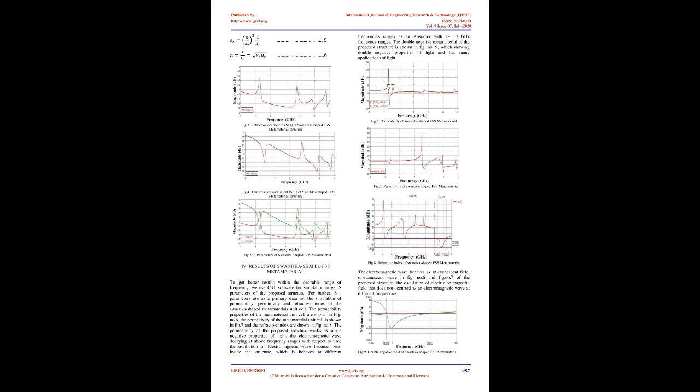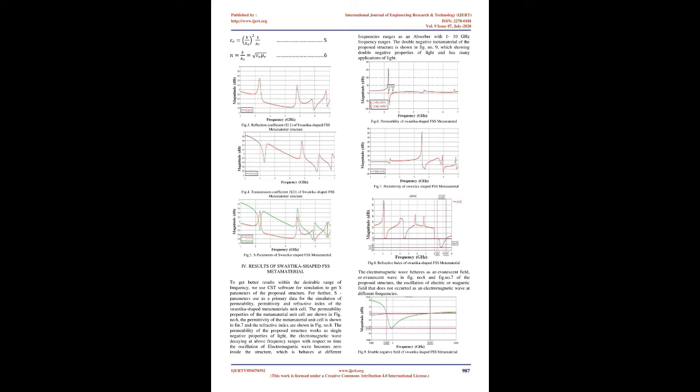The proposed structure is designed on Arlon AD350, lossy, substrate with relative permittivity εr equals 4.3, a loss tangent 0.002 and a thickness of 1.8 mm. The conducting layer is of copper with a thickness of 0.0175 mm. The design parameters of the Swastika-shaped metamaterial unit cell are given in Table I. 3. Numerical formulation and evaluation of Swastika-shaped FSS metamaterial.